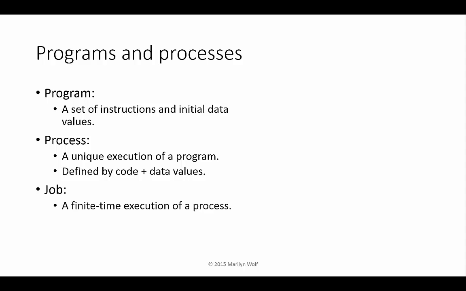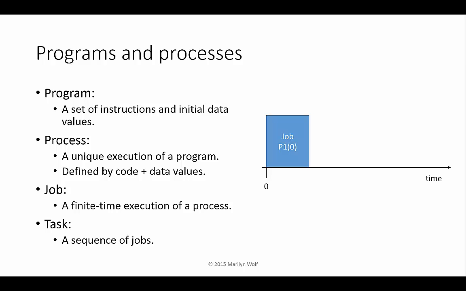A job is a finite time execution of a process. So for instance, if we have a periodic process running, one instance of that periodic process is a job. And then we'll use task to mean a sequence of jobs. We will often use task and process pretty interchangeably, but in more complex systems, we may build a task out of several cooperating processes to do more complex operations. So for example, here is the first job in a sequence of tasks. Here's the second job. Here's the third job. This sequence gives us the task operation.